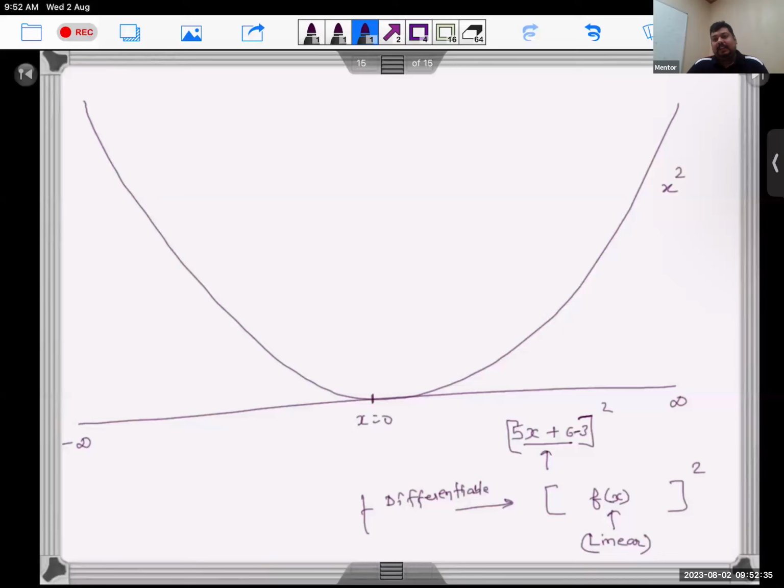One more thing you have to remember is the sum of differentiable functions. If you have multiple differentiable functions and you sum them up, that will also be differentiable. If individual functions are differentiable and you have a sum of them, the entire function is differentiable, because every element is differentiable.